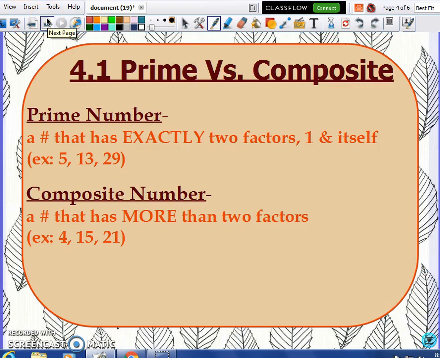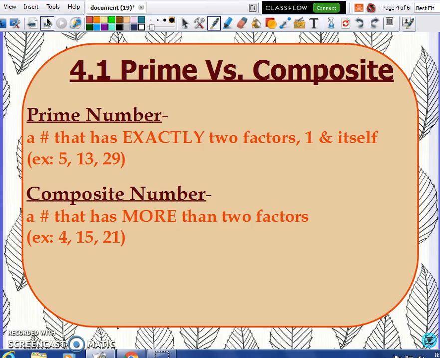And the last thing I want to talk about is the difference between prime versus composite. A prime number is a number that has exactly 2 factors, 1 and itself. Those are the only 2 numbers that could go into it, such as 5. Nothing else goes into 5. Nothing else goes into 13 except for 1 and 13, and 29.